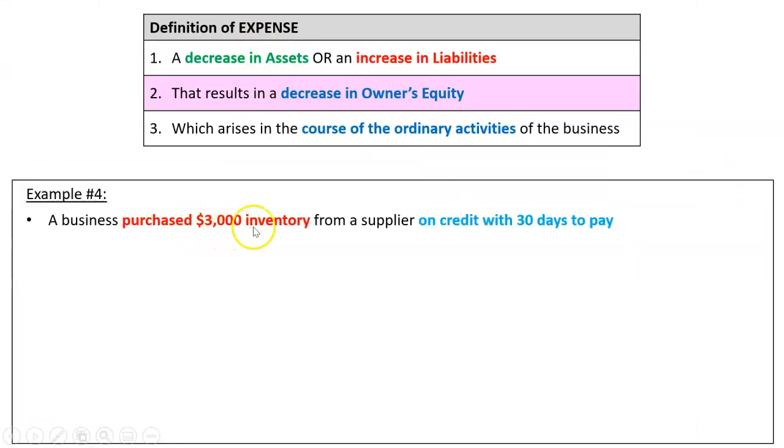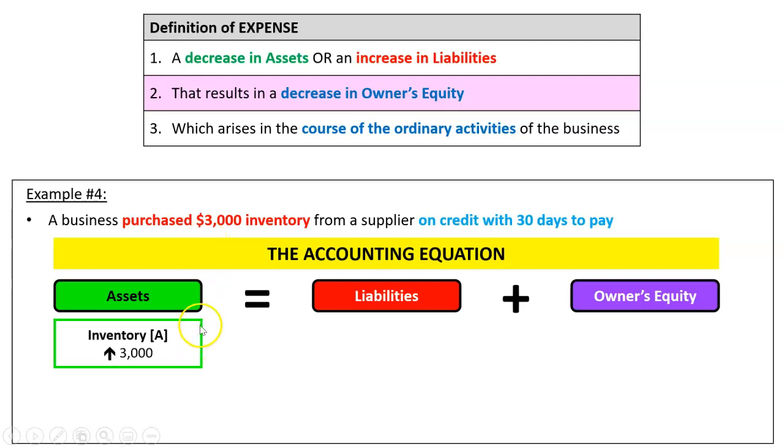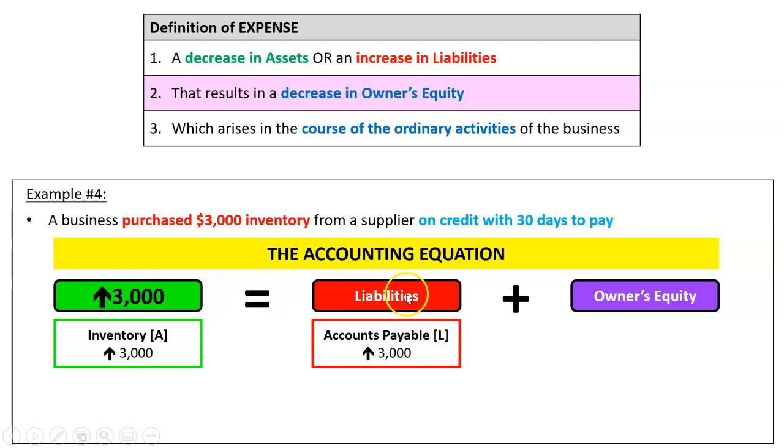A business purchased $3,000 inventory on credit with 30 days to pay. So accounting equation wise, what do we got? Well, we've got an increase in an asset called inventory. That's gone up. What else happens here? Well, in this case, we haven't paid for it yet, so we've actually got a liability here. And that liability is called accounts payable when we buy inventory on credit. That's gone up 3,000. So overall, assets up 3,000. Liabilities up 3,000. Owner's equity 0.